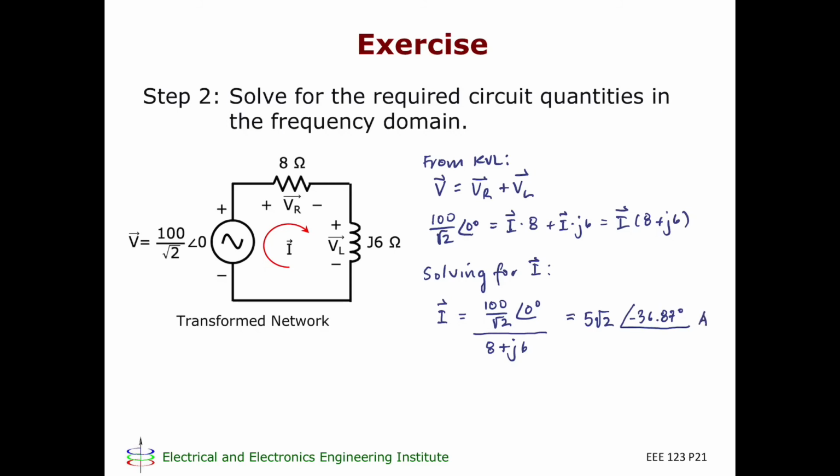Now what is V sub L? V sub L, my phasor, is equal to I times j6. Again, using my calculator, knowing this is my I, and multiplying that by j6, I'm just going to get 30 times the square root of 2 at an angle 53.13 degrees, and this is in volts.